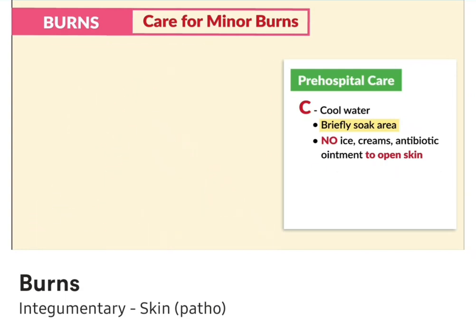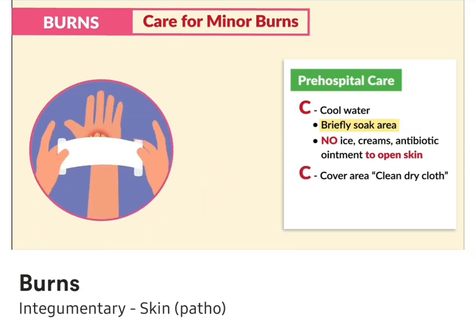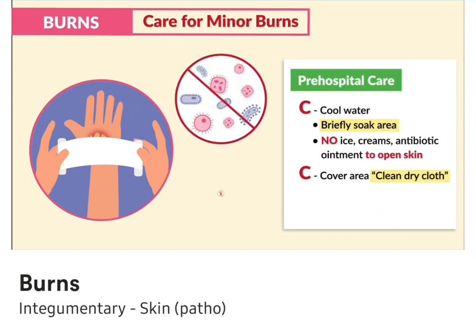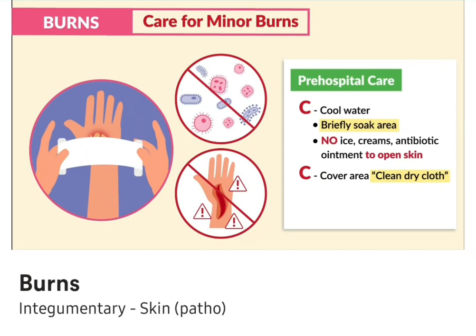Now the second C is cover the area with key term, clean, dry cloth. So write that down. This is done to prevent infection and more damage in the pre-hospital setting.